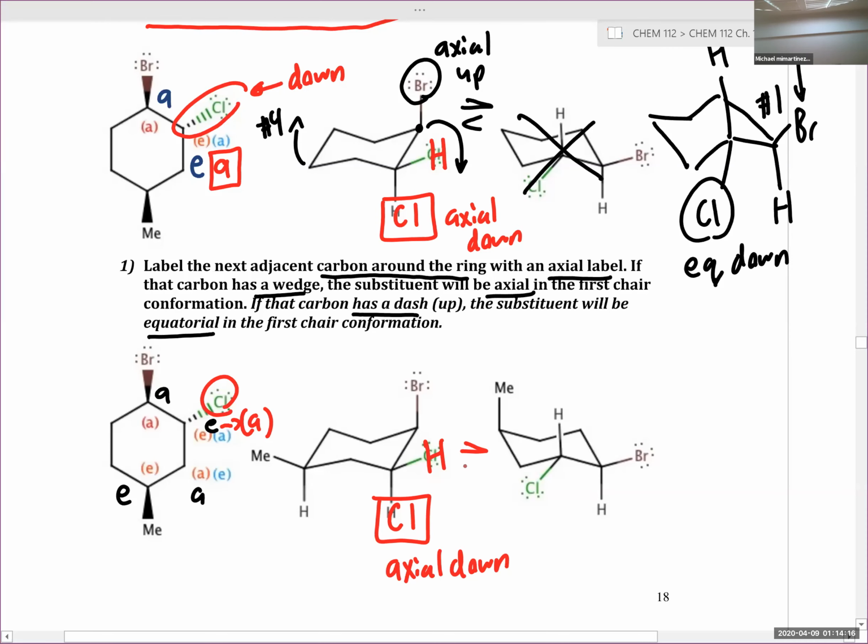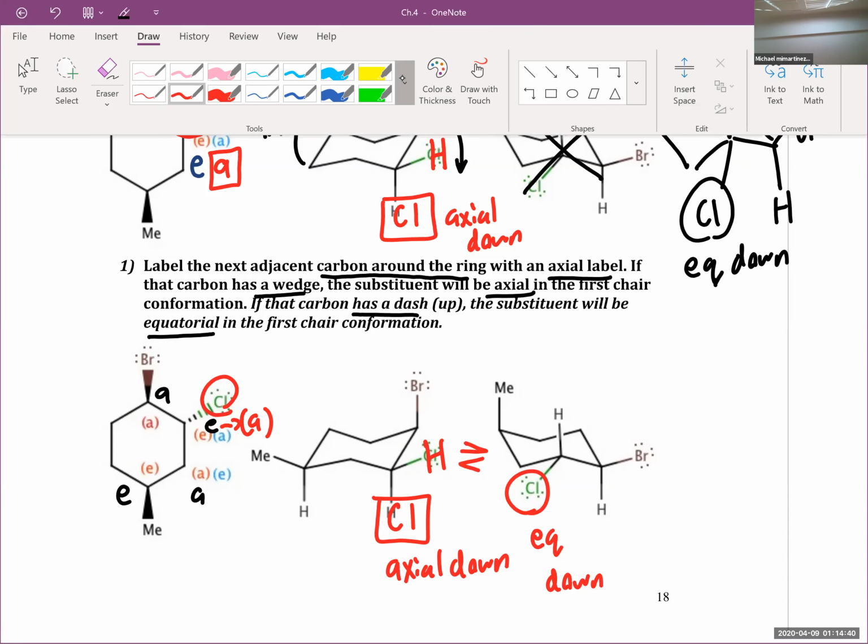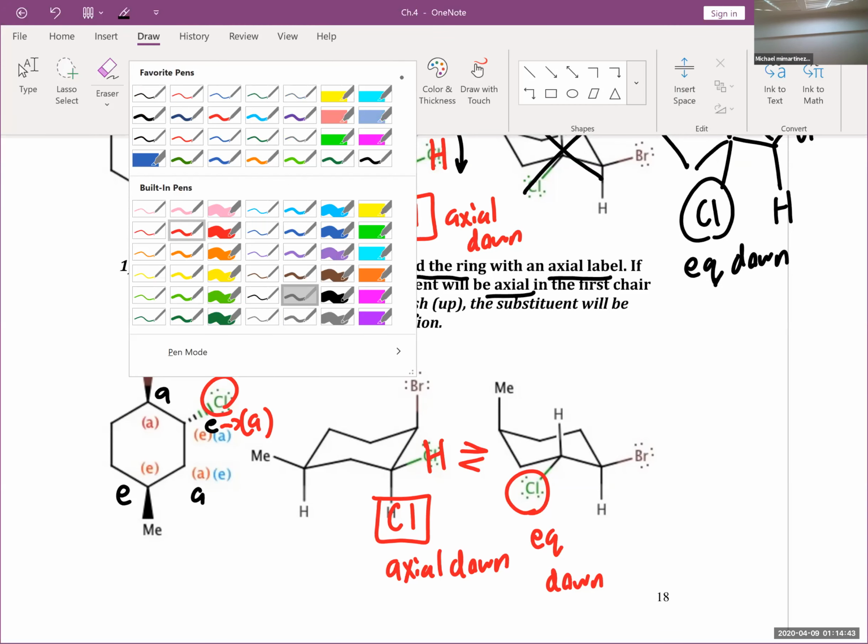And when we do a ring flip, our chlorine is now equatorial down. Does that make sense how this counting method changes when you have a dash? Any questions so far? Yes, all the other substituents keep the same pattern. So if we're counting around the ring, it would be axial, equatorial, etc. Exactly right.